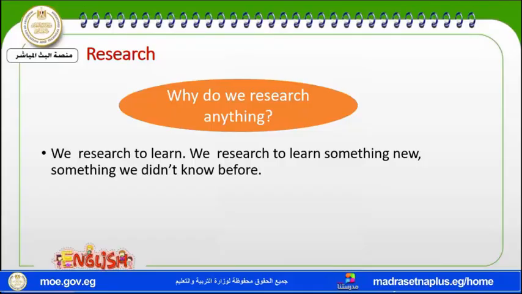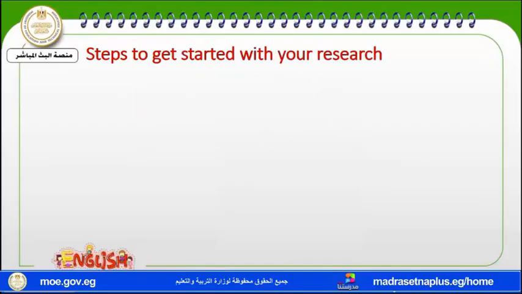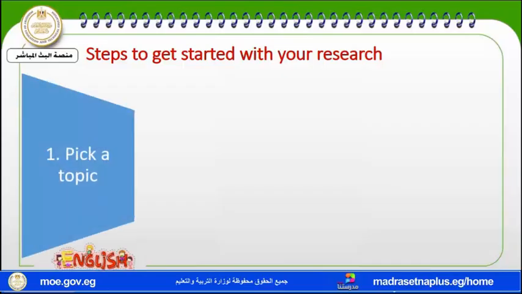A research is a piece of writing. When we need to learn about something, we research it. We research to learn about something, something new that we didn't know before. And in order to do a great research, you need to follow some steps. First, we are going to decide and pick a topic to research.